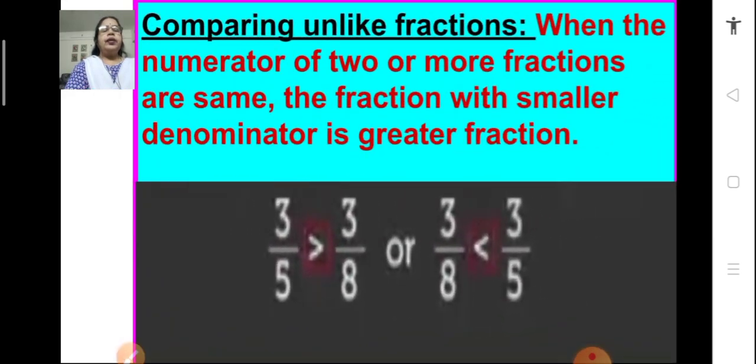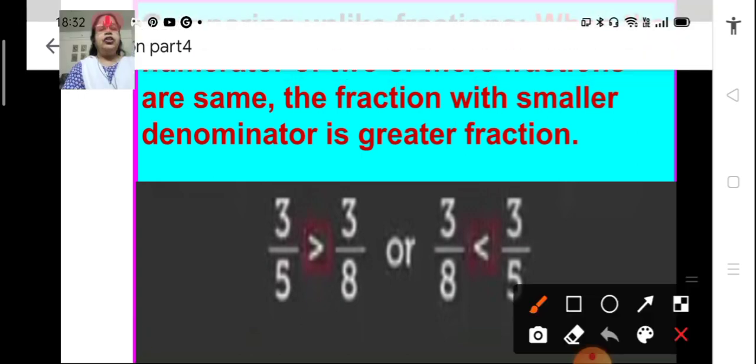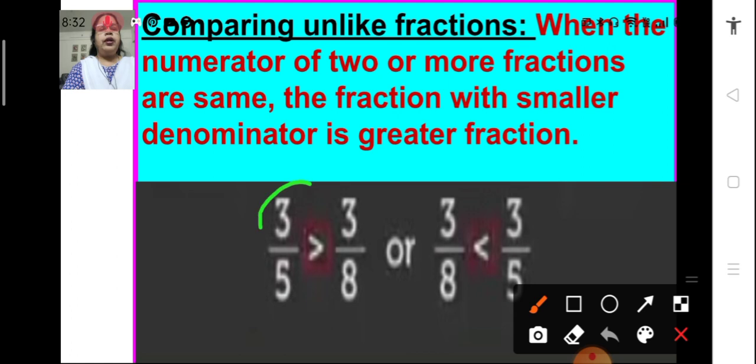Now, how do we compare unlike fractions? When we have unlike fractions, that means the fractions with different denominators, then we compare their numerators. If the numerators are the same, like here we have 3 upon 5 and 3 upon 8, so here we have the same numerator. In this case, the fraction with the lesser denominator is the greater one. So the fraction with the smaller denominator is the greater fraction, in case the numerators of the fractions are the same.